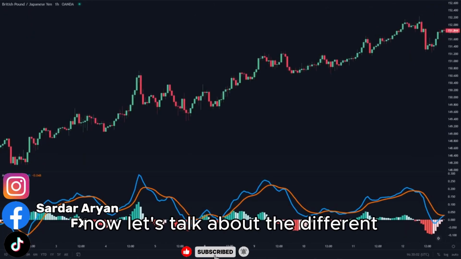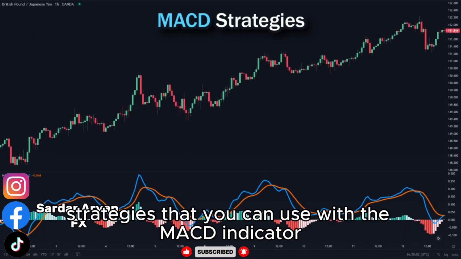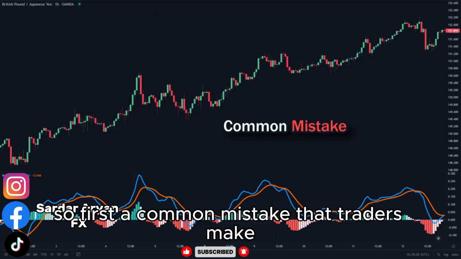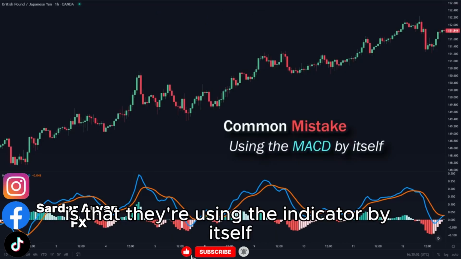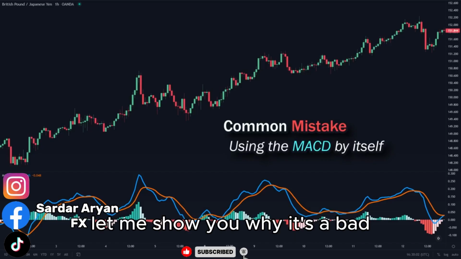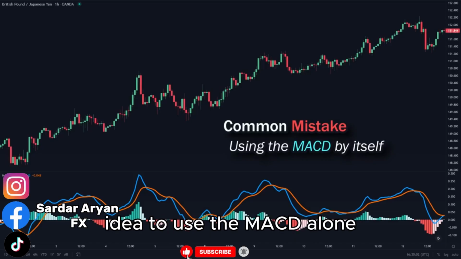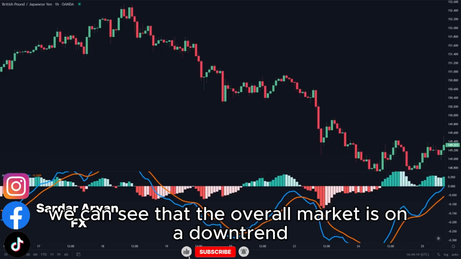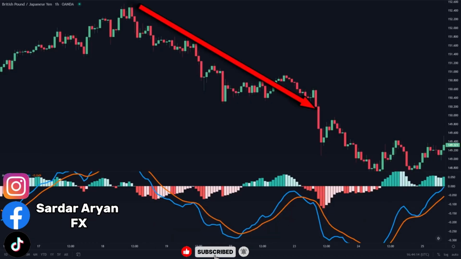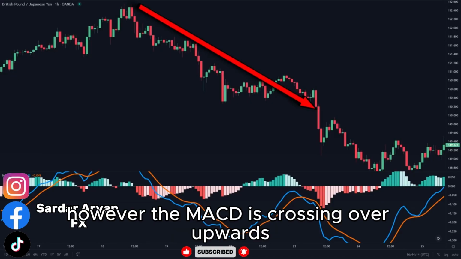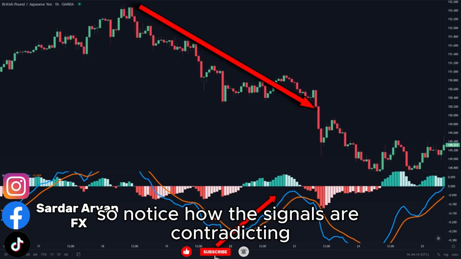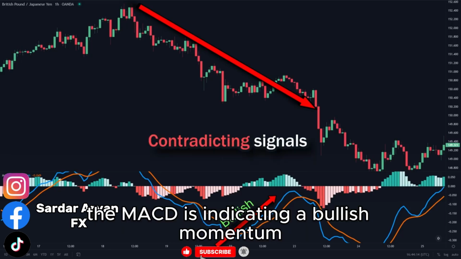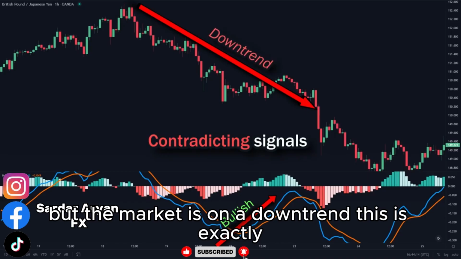Now, let's talk about the different strategies that you can use with the MACD indicator. So first, a common mistake that traders make is using the indicator by itself. Let me show you why it's a bad idea to use the MACD alone. So here, we can see that the overall market is on a downtrend. However, the MACD is crossing over upwards. So notice how the signals are contradicting. The MACD is indicating a bullish momentum, but the market is on a downtrend.